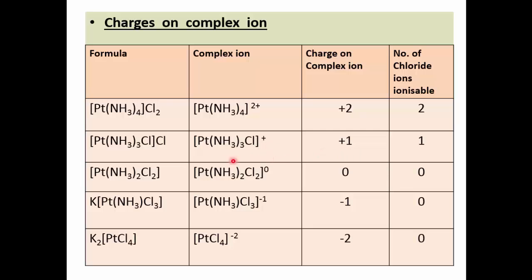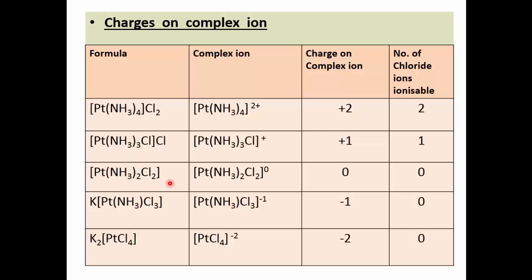When this complex is treated with silver nitrate, this chloride ion, which is present outside the square bracket, acts as ionizable and primary valency and is precipitated by AgNO3. In this way, this is the chloride ion which is precipitated. So the number of ionizable chloride ions is only 1. That means this chloride ion acts as primary valency. These 3 ammonia and this 1 chloride ion act as secondary valency.